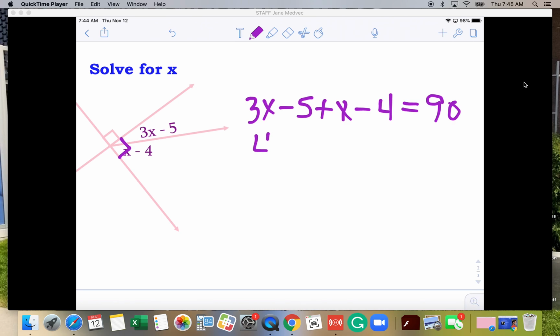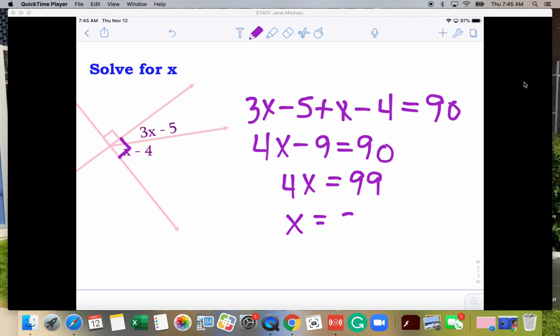So I've got 4x minus 9 equals 90. I'm going to add 9 to each side. So 4x equals 99. Then I'm going to divide by 4. So x equals 24.75 or 24 3/4 degrees.